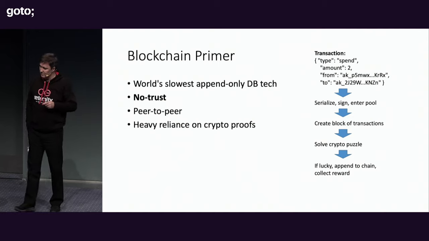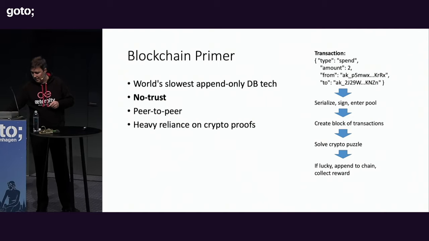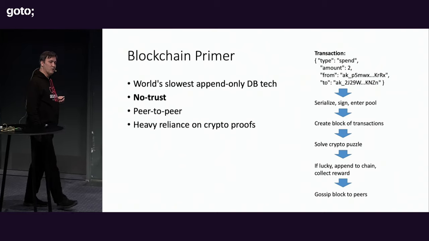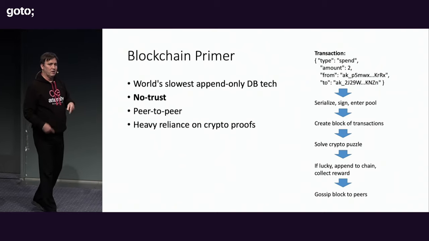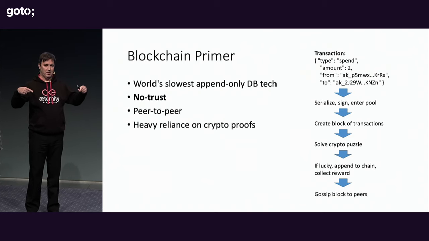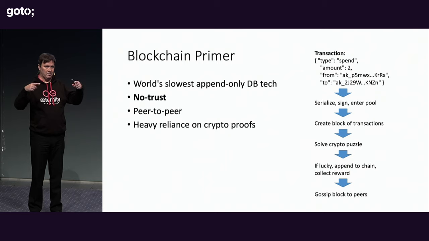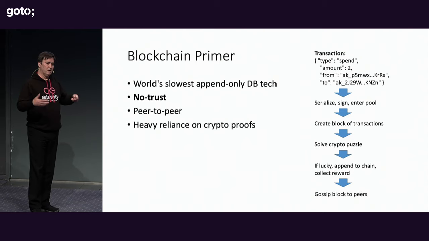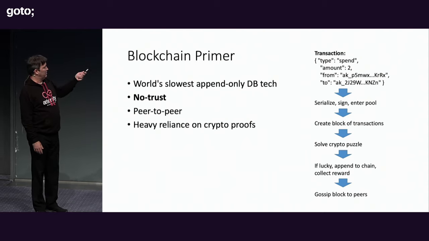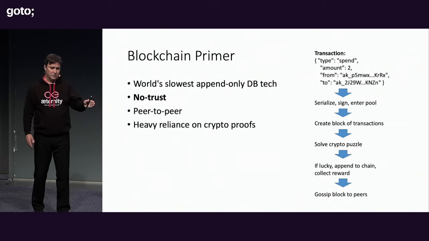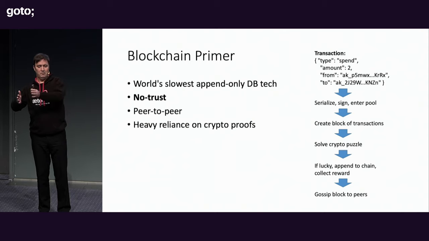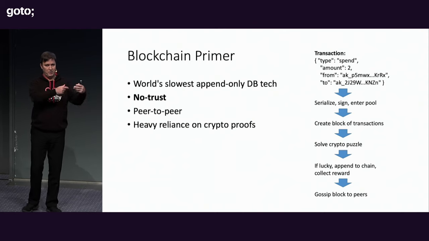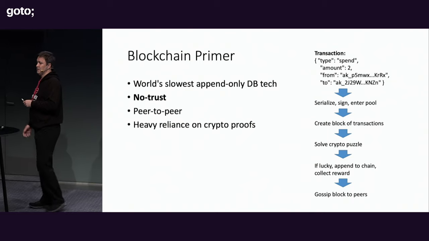eventually collect a reward. Once you've gossiped that block to your peers, and they accept that as a valid block, and the next valid block, because there can be other miners who have also solved the puzzle in the same time, and this is an optimistic concurrency problem. But eventually, one will win, and if your block has been on the chain for a number of iterations, you will collect a reward for being able to put a block on the chain. This is essentially how it works.